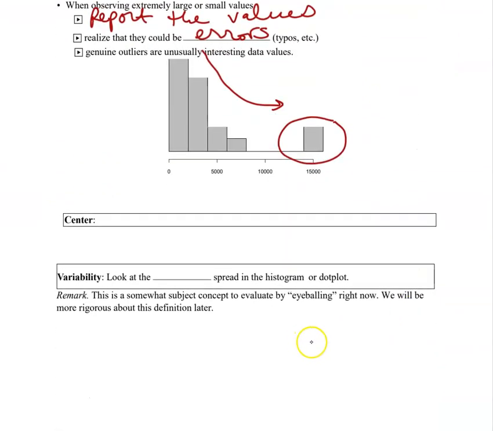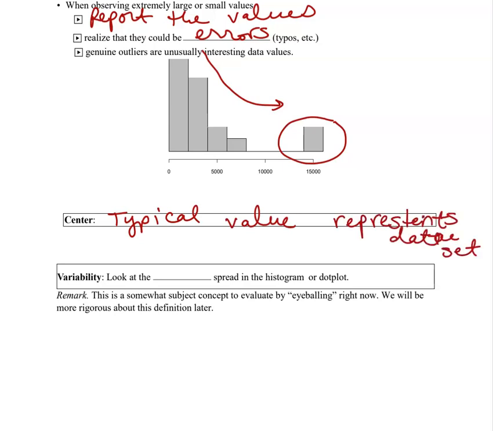The next thing you want to talk about is the center. So what we consider a typical value or something that is representative of this data set. And for now, what is a typical value? That's a little bit subjective. You may even give a range of numbers that could represent a typical value or a center visually, a center of the data set. Later on, we'll be a little bit more precise about how we define this.